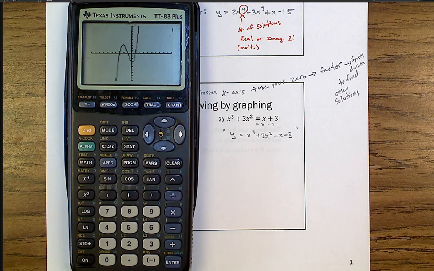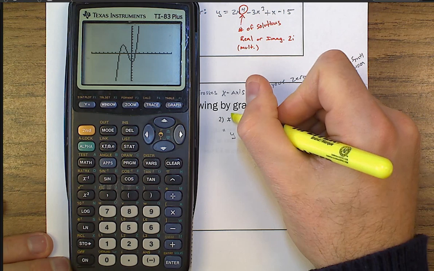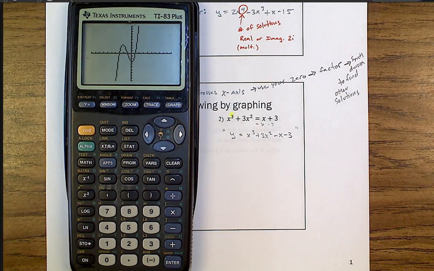So here's a situation where, again, I'm looking at this. I'm going to have 3 solutions. We'll look at my graph, or look at your graph. How many times does it hit the x-axis? It hits it 3 times. So we're not going to have to do the quadratic formula, and we're not going to have imaginary solutions here.